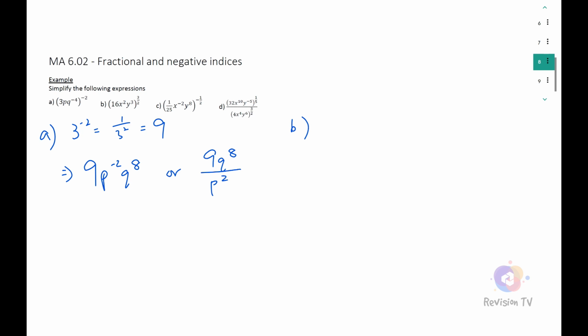Part B, let's deal with 16 first. 16 to the power of 3 over 2, so square root of 16 is 4, 4 cubed is 64. So the final answer will be 64.